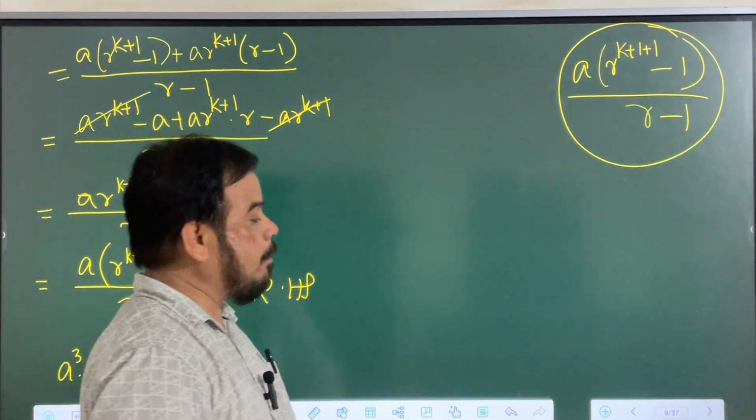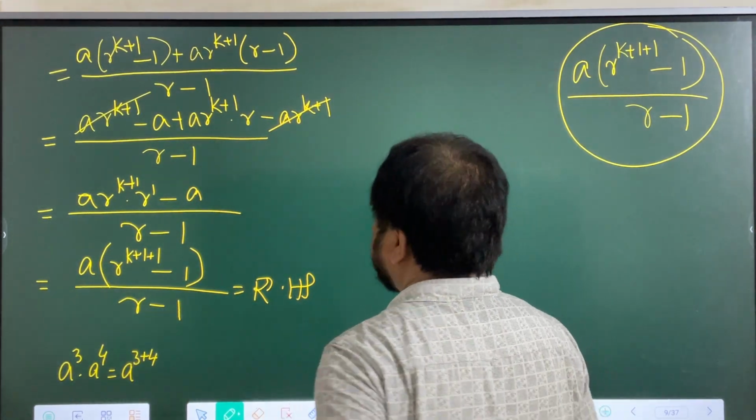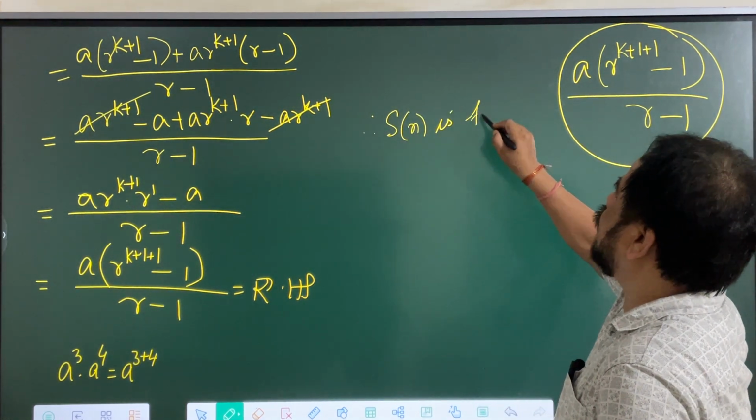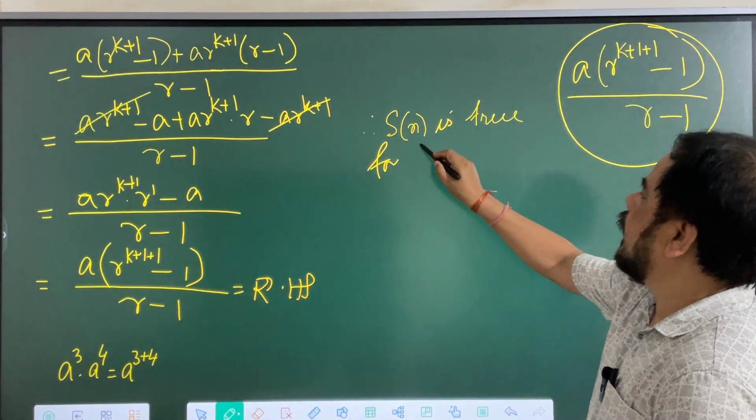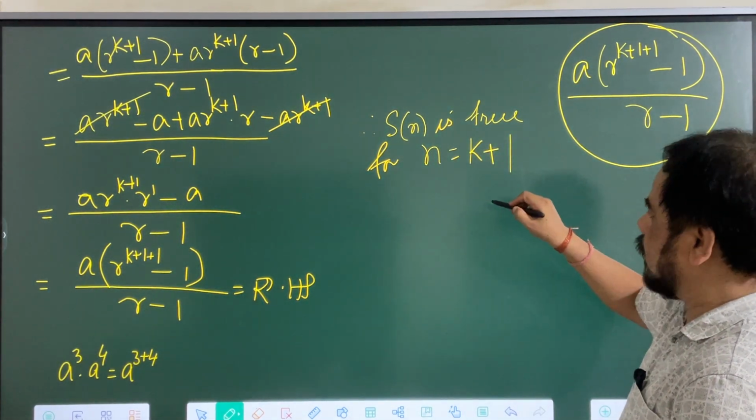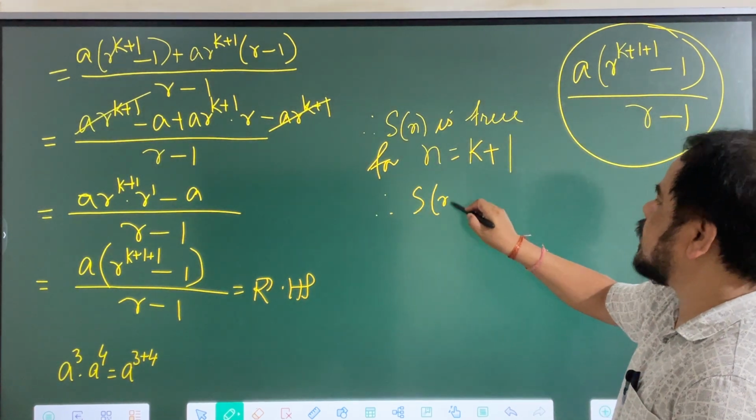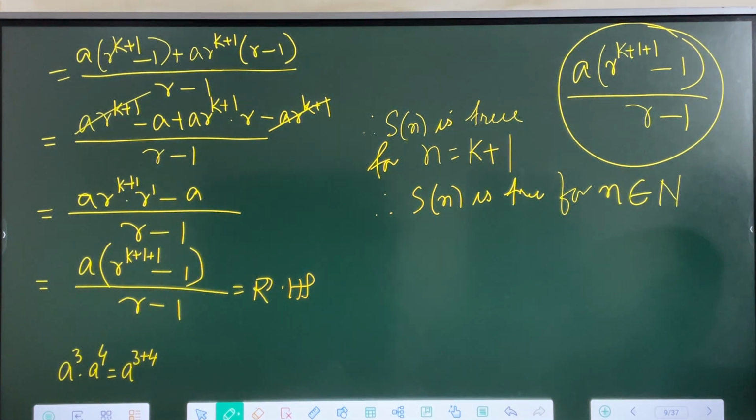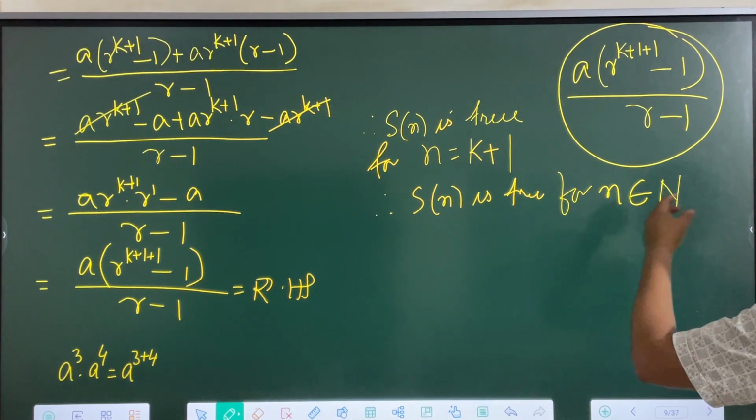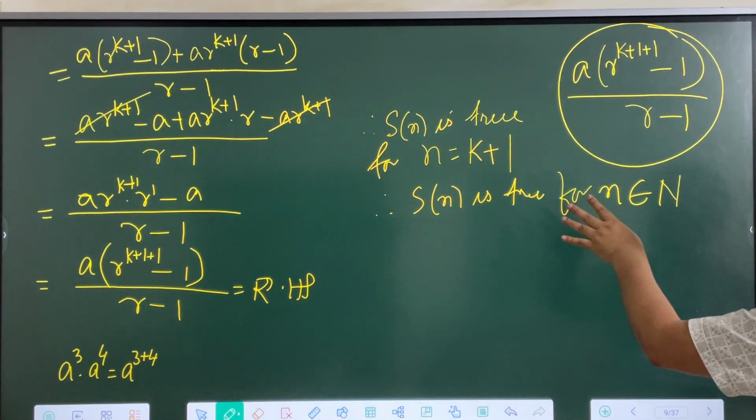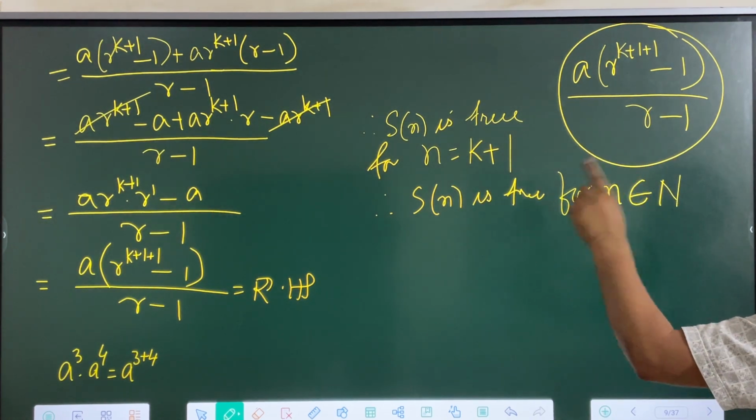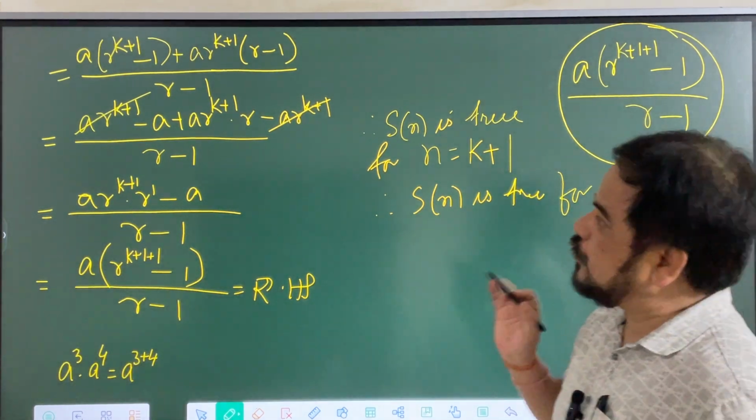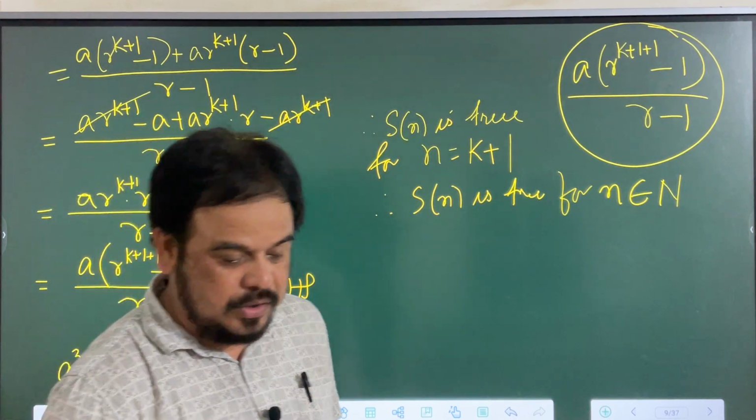So till this much the example is finished. What we have understood, remember that here we can write at last, therefore Sn is true for n equals to k plus 1. Therefore Sn is true for n belonging to any natural number. We have proved n is 1, n is k, and n is k plus 1. That is what we have to prove in each and every sum of exercise 3.1. So till then it is finished. In the next video we will do exercise 3.1.